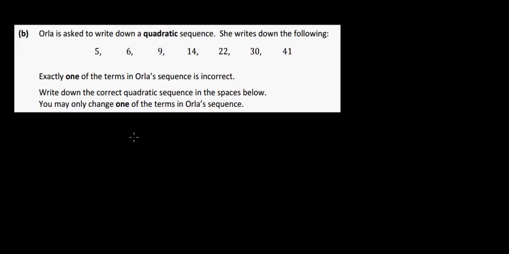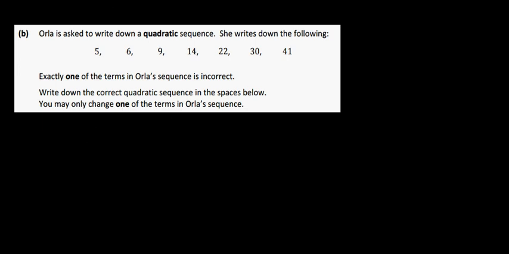Okay, so let's have a look at the next part of this question here. We have Orla. She's asked to write down a quadratic sequence, and she writes down these numbers here. Exactly one of the terms in Orla's sequence is incorrect. So one of these terms along here is wrong. Write down the correct sequence in the spaces below. You may only change one of the terms.